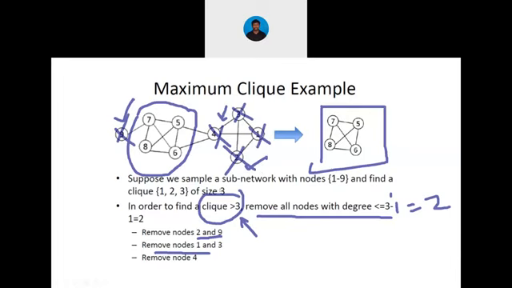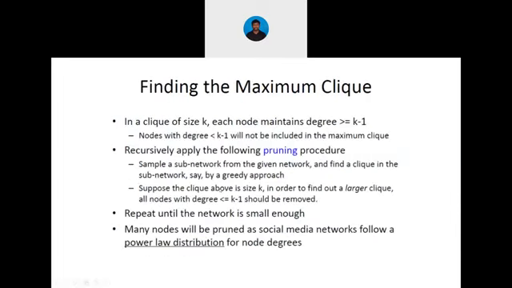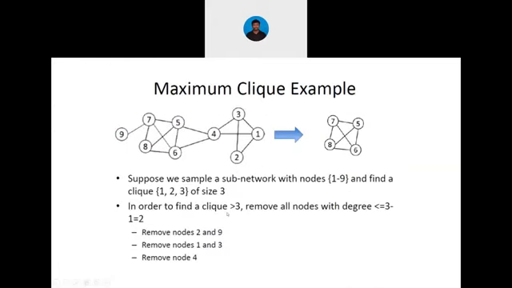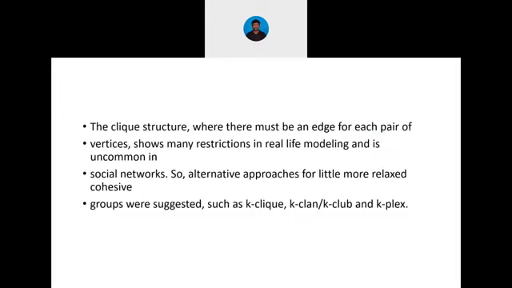A clique is nothing but a subgraph derived from an original graph, and I'm finding whether it is a complete graph or not. If it is a complete graph, then we can call it a clique, right? So this is how we find the maximum clique from a particular original graph. The clique structure, where there must be an edge for each pair of vertices, shows many restrictions in real life modeling, and it is uncommon in social networks.